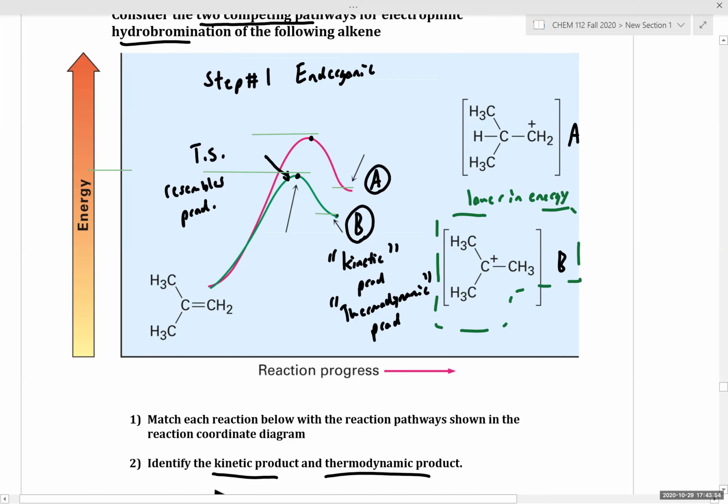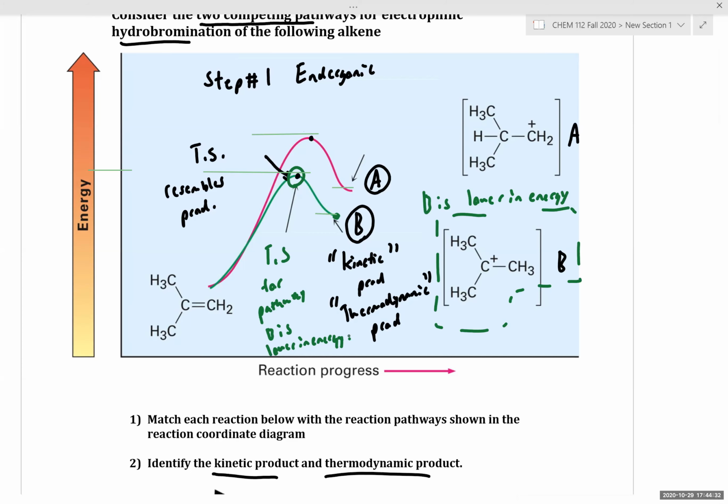And as a result, because this tertiary carbocation is lower in energy, what does that tell us about our transition state? If our quote unquote product B is lower in energy, in turn, that means the transition state for pathway B is lower in energy. Does that argument make sense to everyone?